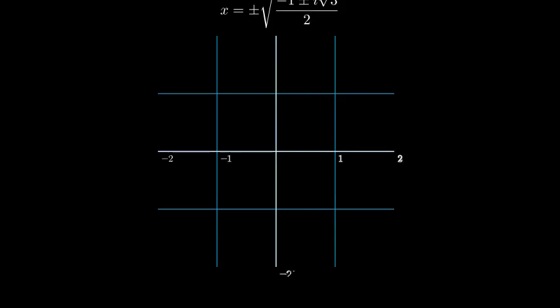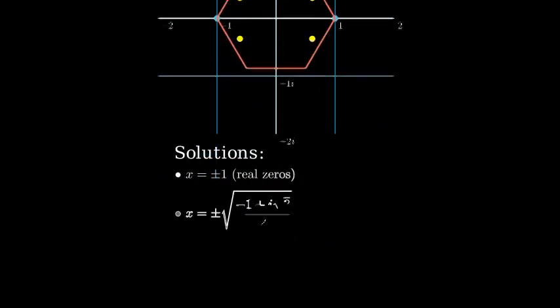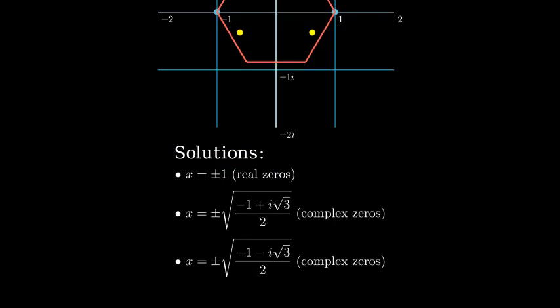Let's visualize all 6 zeros on the complex plane. The two real zeros, positive 1 and negative 1, lie on the real axis. The 4 complex zeros form a hexagonal pattern with the real zeros. In summary, we found all 6 zeros of x to the sixth power minus 1: 2 real zeros, x equals plus or minus 1, and 4 complex zeros that form a hexagonal pattern in the complex plane.